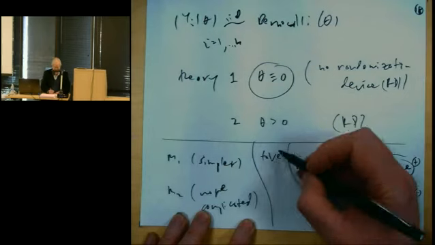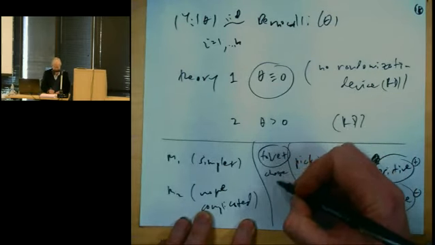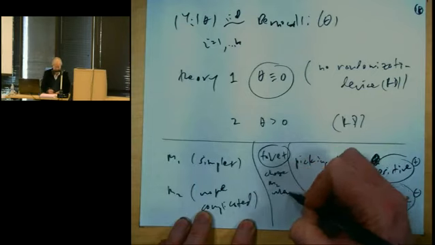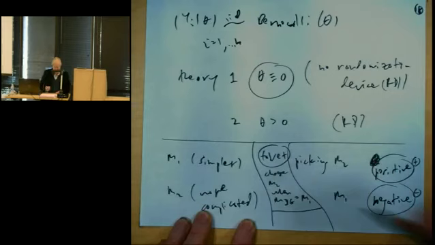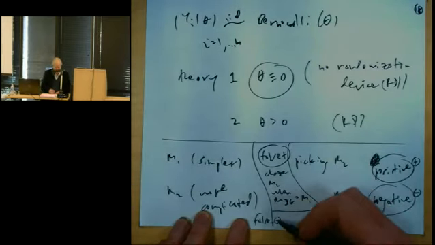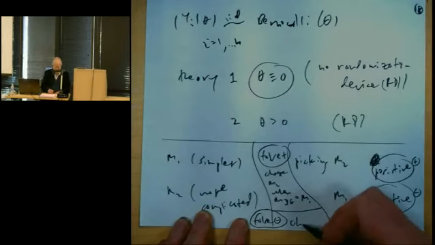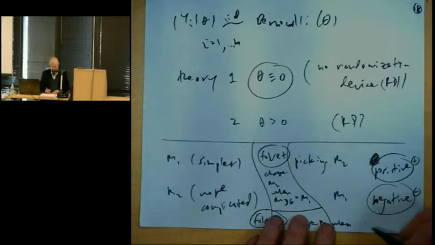False positive corresponds to choose M2 when MDG equals M1. False negative, opposite. False negative, choose M1 when MDG equals M2.